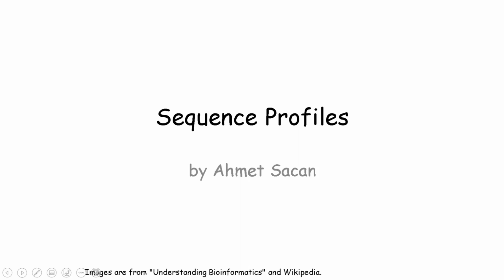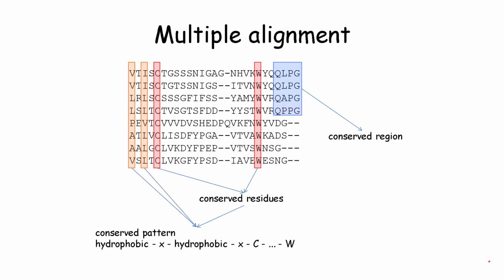In the last lecture, we talked about the methods for constructing multiple sequence alignments. The multiple alignment we obtain can be used as a summary of the sequences. There are several sequence profile representations that try to capture this summary. We would typically apply multiple sequence alignment to a set of protein sequences that belong to the same family.